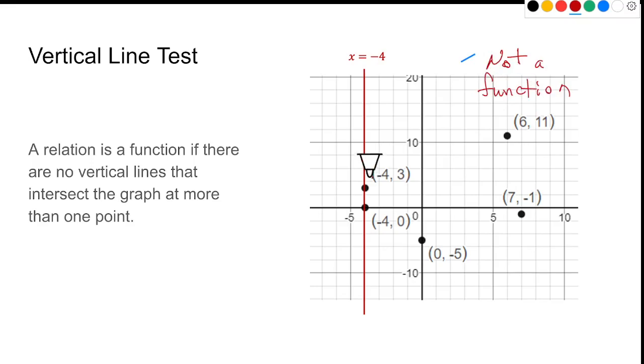And, you know, it just takes one bad apple to spoil the whole bunch. Okay, so just this one place. If we took one of these points out, we could have a function, but with those in there, it is not a function. Okay.